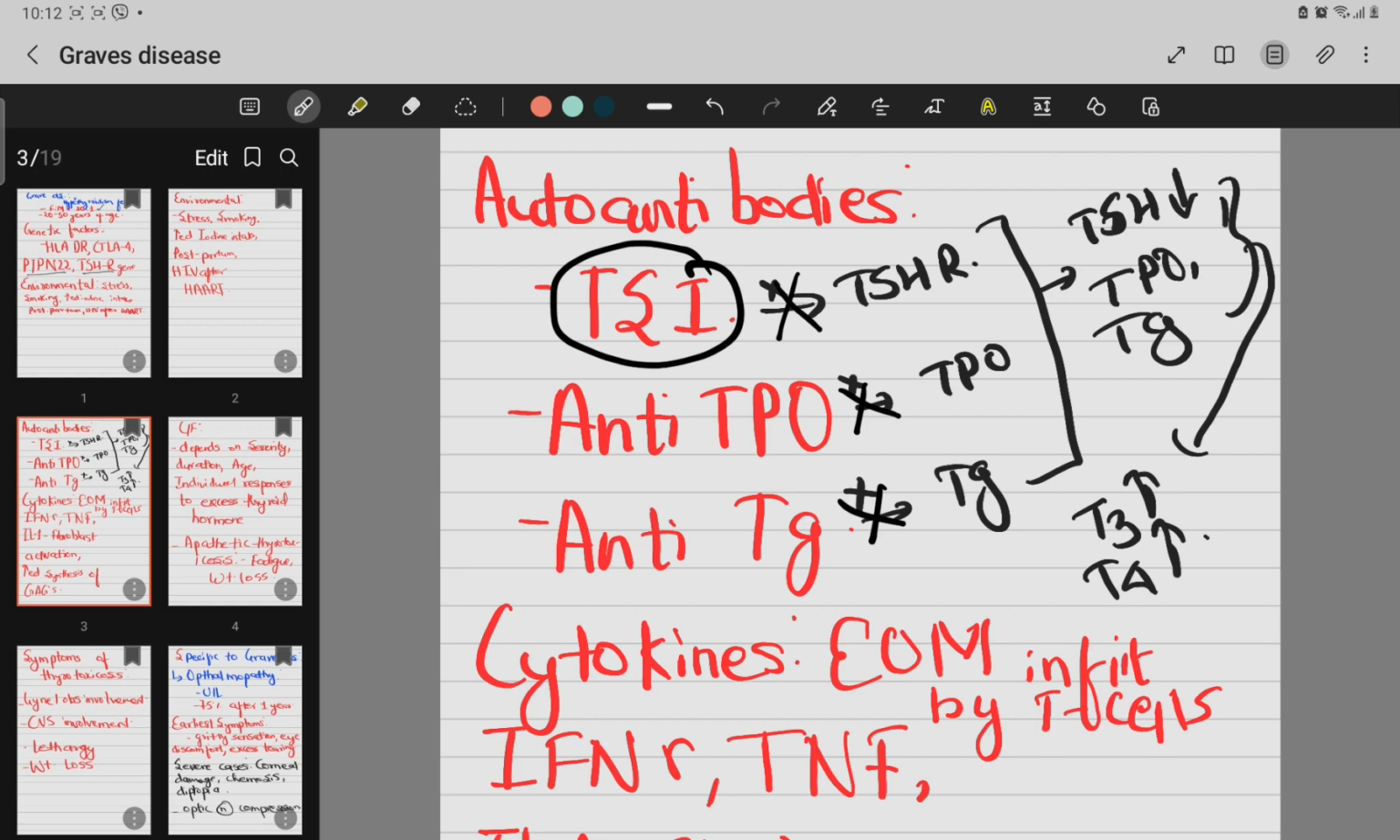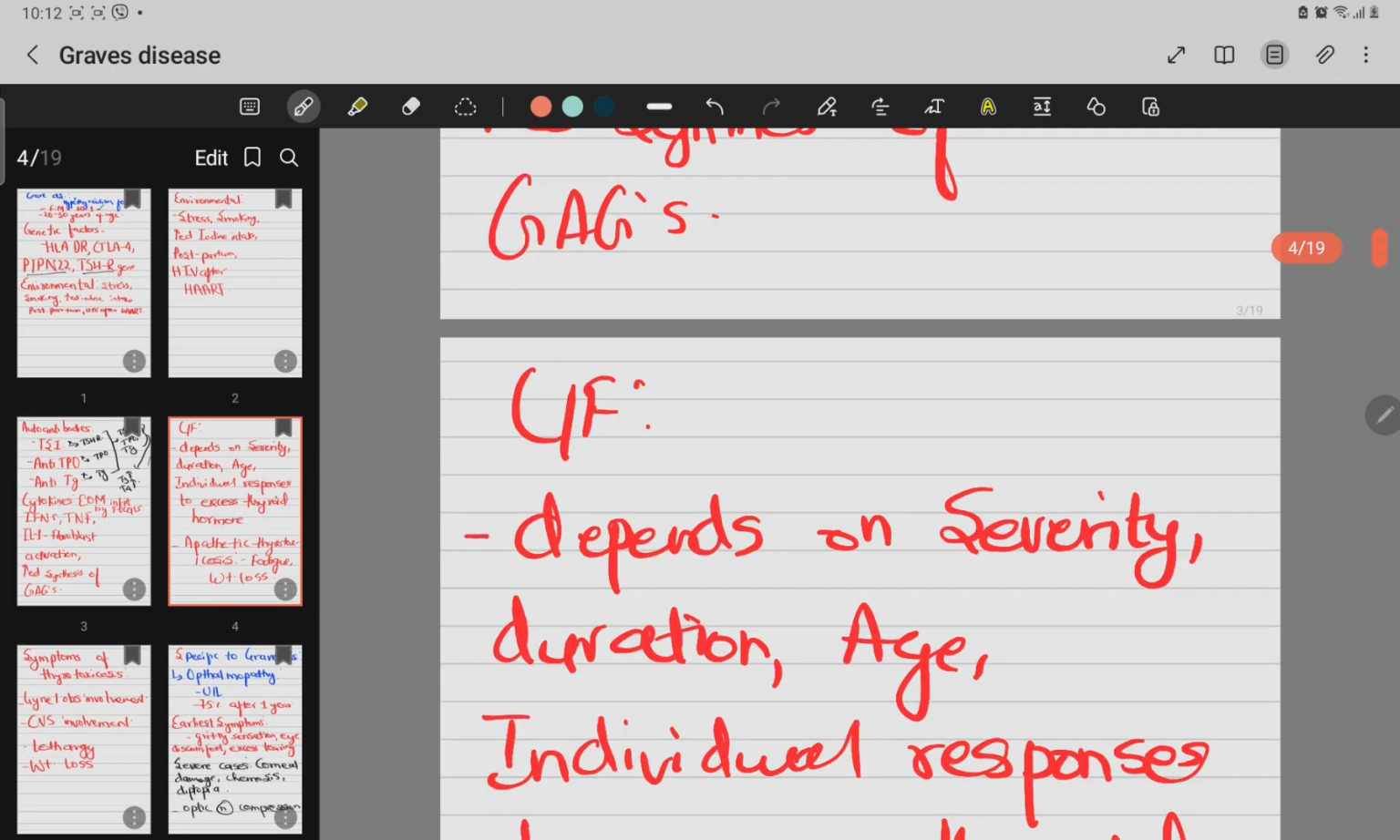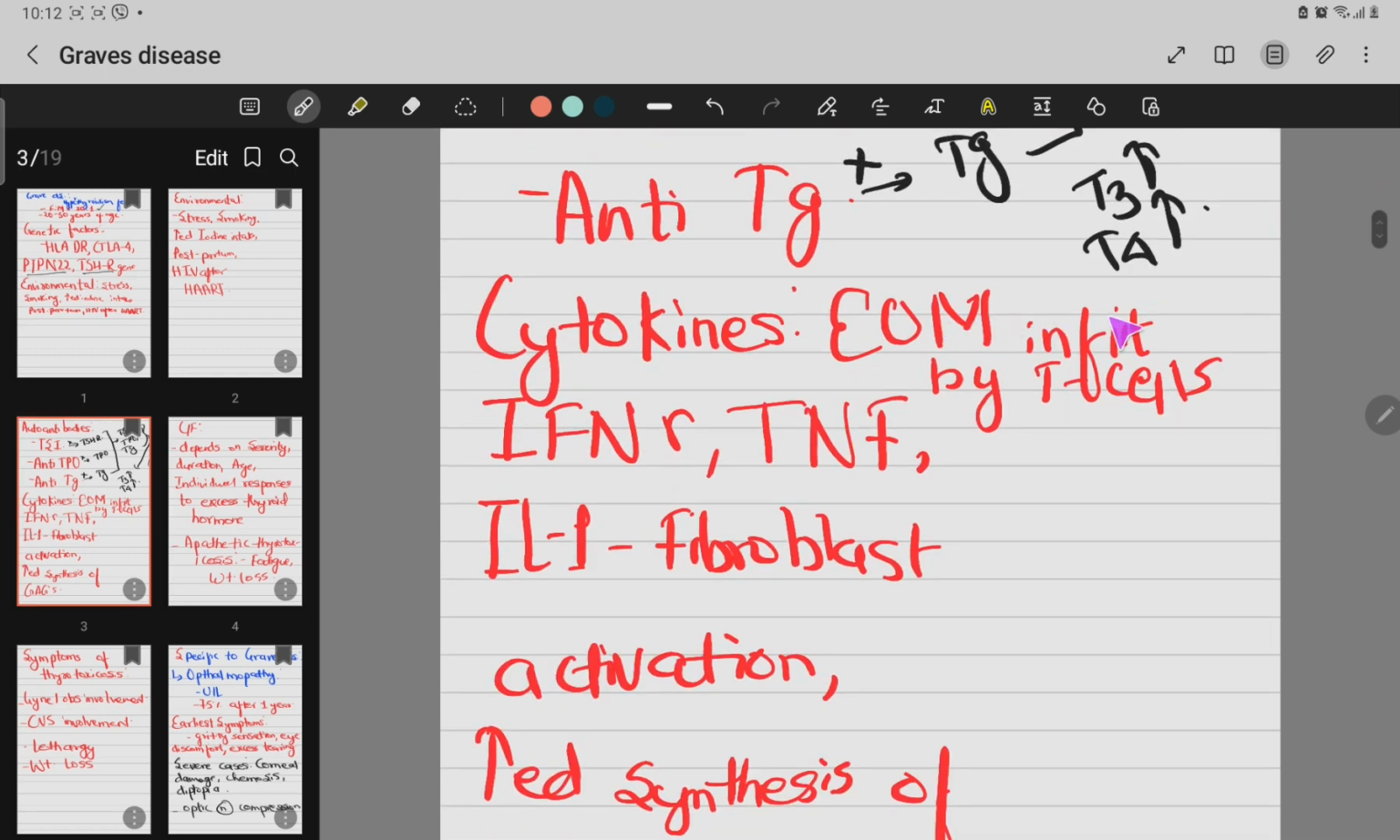There is also an inflammatory process going on. As a result, there are cytokines, and the extraocular muscles are infiltrated by T cells. There is release of interferon gamma, TNF, and interleukin 1.